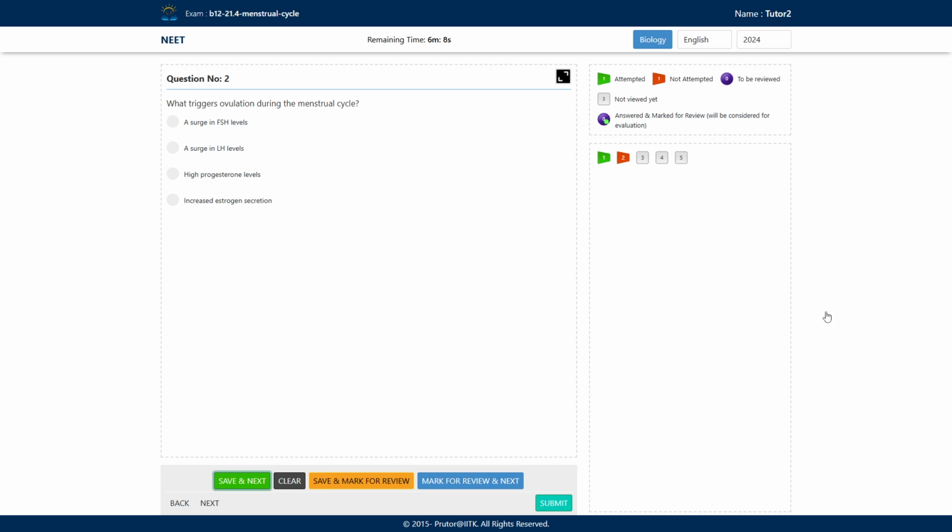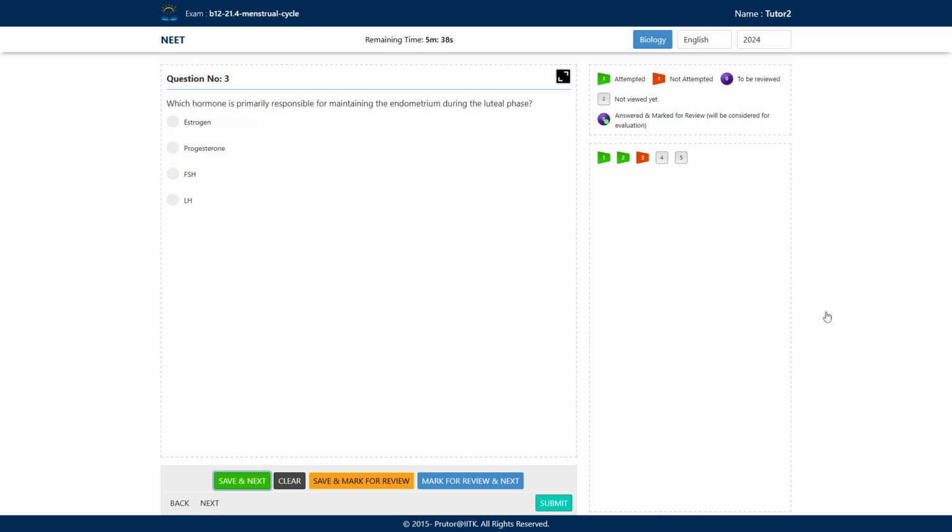Here the correct answer will be surge in the LH level. This is the correct answer here. Because of the rapid increase in the luteinizing hormone, which is known as the LH surge, there is a release of the egg. This LH stimulates the rupture of the Graafian follicle. As the Graafian follicle ruptures, the secondary oocyte is released.